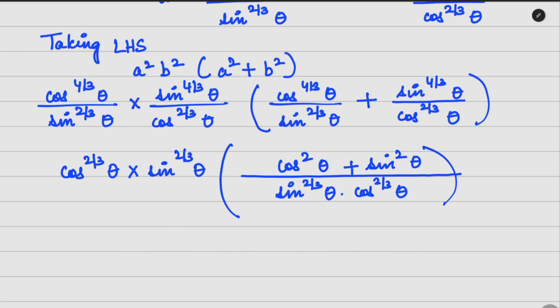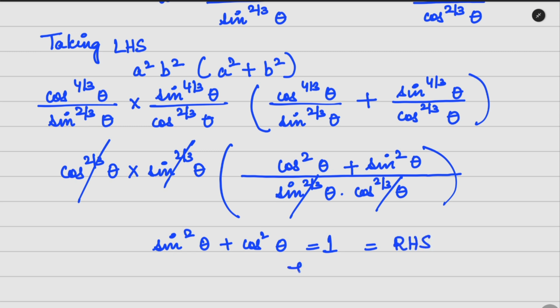Okay, now it's very easy. You're almost done. Sine 2 by 3 and cos 2 by 3 in the denominator will get cancelled, because it is a product. The numerator is nothing but cos square theta plus sine square theta. So you can just write sine square theta plus cos square theta is equal to 1, which is nothing but your RHS. Hence proved. Okay, so it's a very, very easy question.